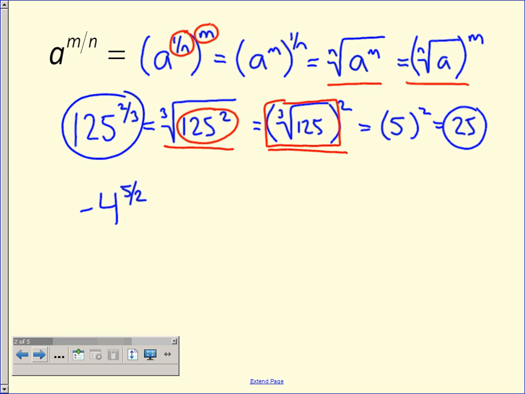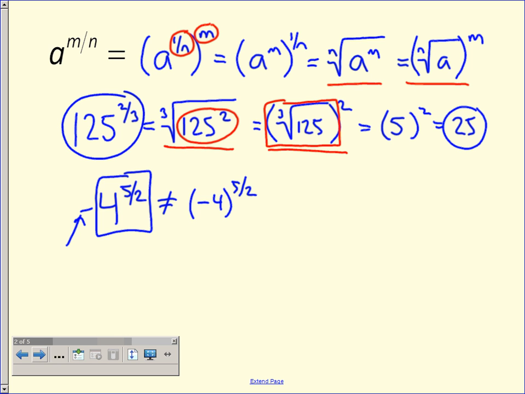Now, to be careful here, this actually reads as the opposite of 4 to the 5/2 power. It's really 4 to the 5/2 power, and whatever answer I get, I'm going to take the opposite. Note that this is not the same as negative 4 to the 5/2 power, and that would be a common mistake here.